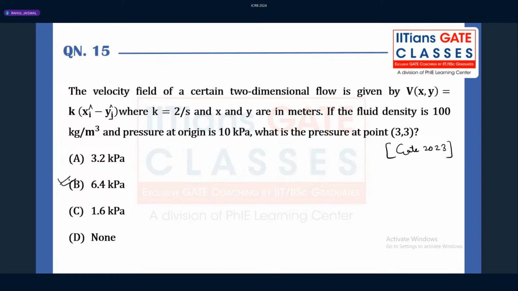B should be correct. So what are the two things we have learned from this question? Whenever you are integrating any partial differential equation, you need to add some function. Whenever you are integrating any total differential equation, you need to add some constant. That you need to remember.